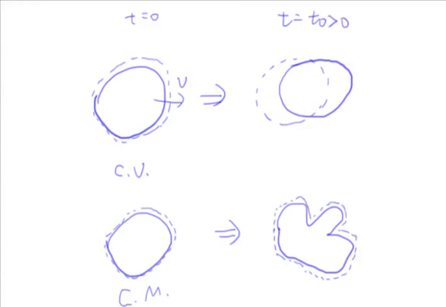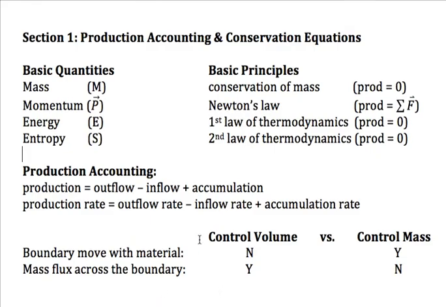I want to mention one thing very quickly. Depending on how we draw the system boundary, we can have the difference between the control volume and the control mass. For control volume, the system boundary moves independently of the mass. So we can have a non-zero mass flux across the boundary. In contrast, control mass is a system boundary that moves together with the mass. So there's no mass flux across the boundary, and this is a summary of control volume and control mass.